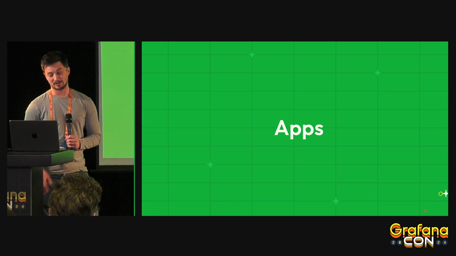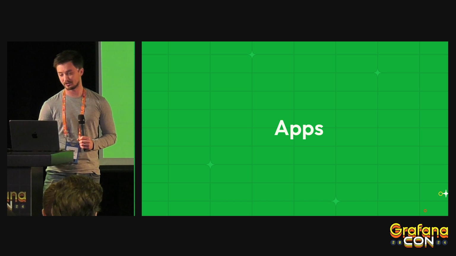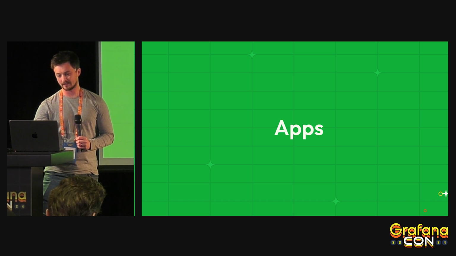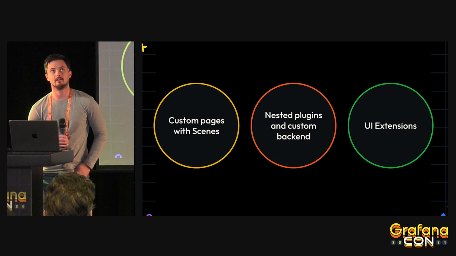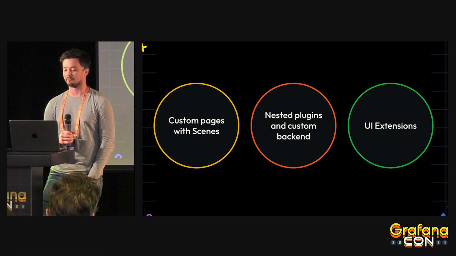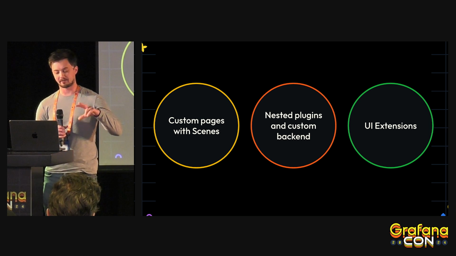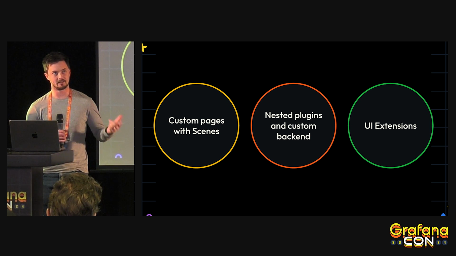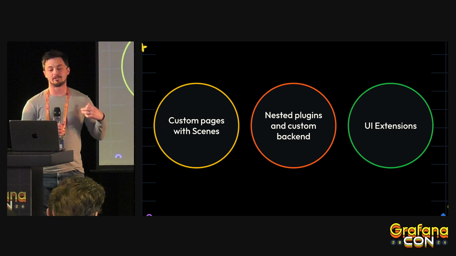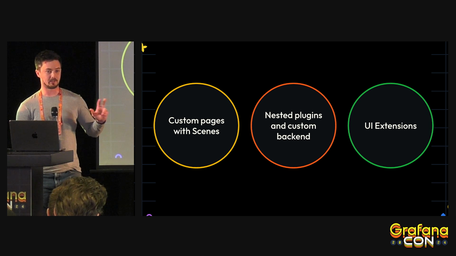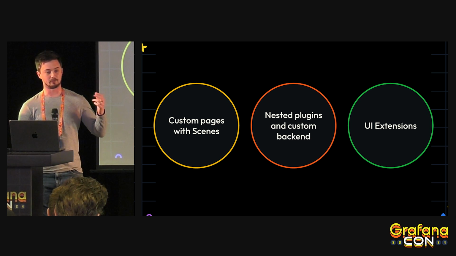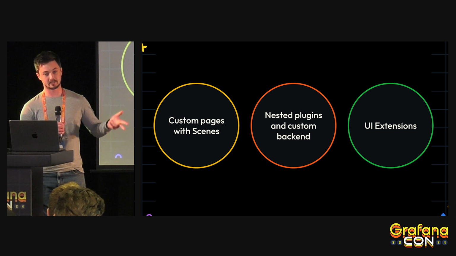The third type of plugin, which we've not yet covered and gets a bit more interesting, is apps. So apps are somewhat special in terms of their flexibility, but you can kind of think of apps as providing these three distinct features. Firstly, you can create completely custom pages, which are accessible from the Grafana navigation, and you can use our scenes library.